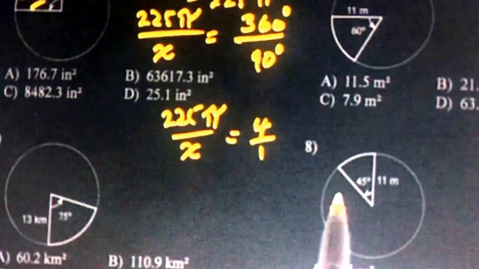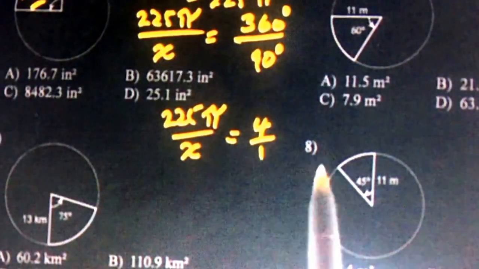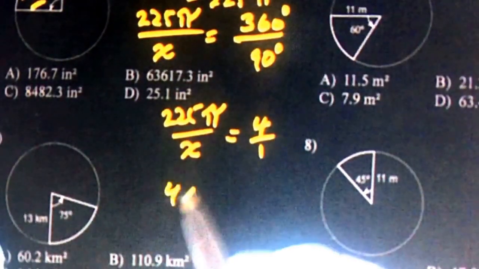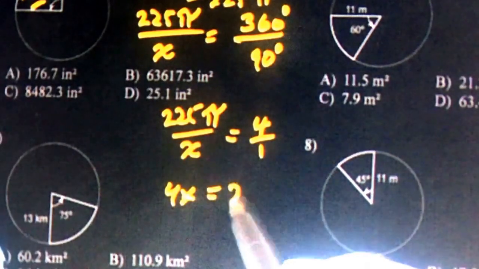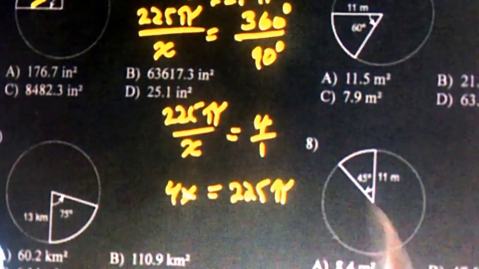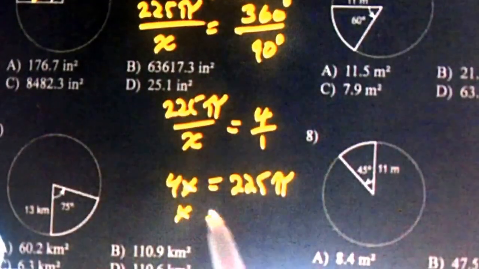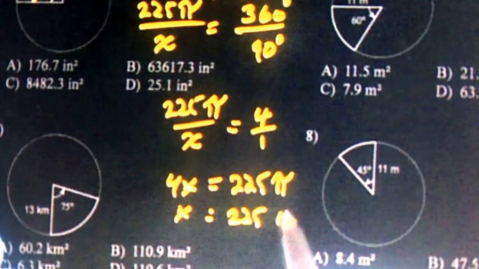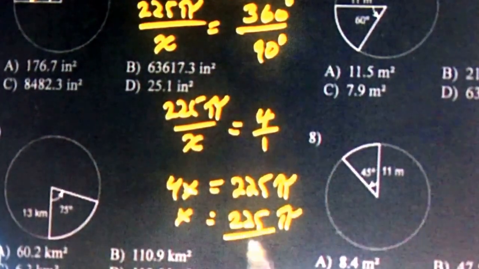So now, here we go. We're going to go ahead and cross-multiply that. 4x equals 225 pi, and x equals 225 pi over 4.